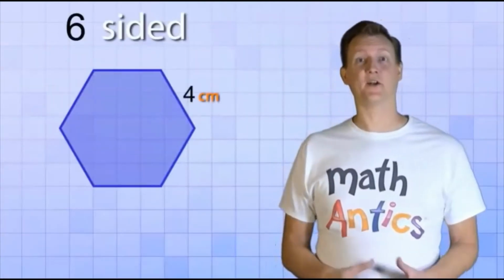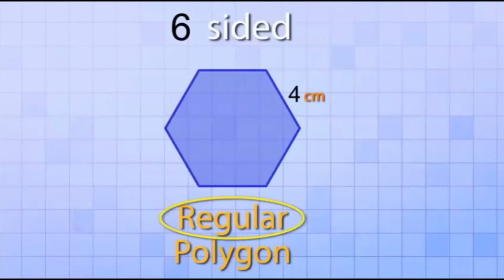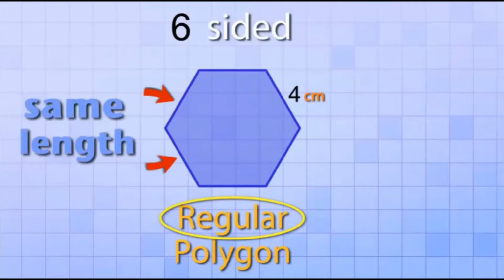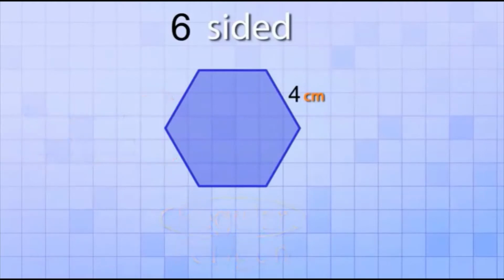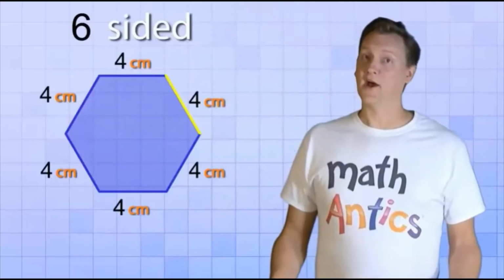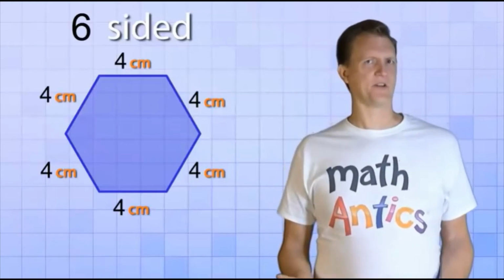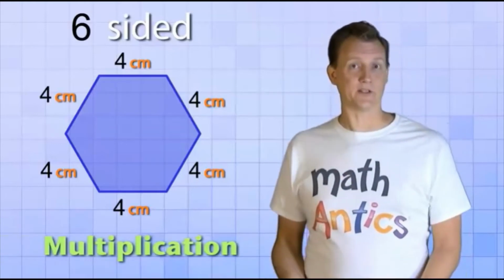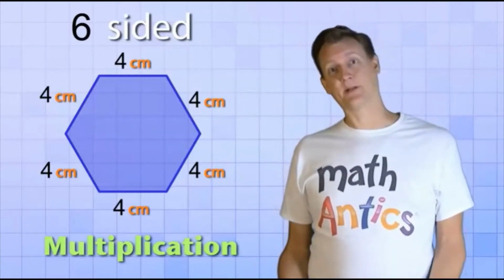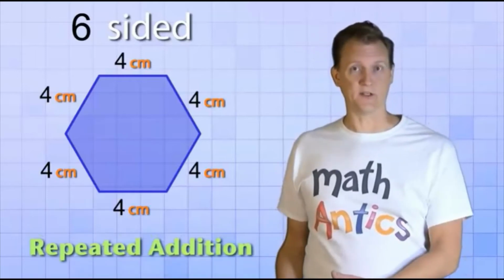This is a six-sided regular polygon. A regular polygon means that all its sides are exactly the same length. And that's good because this diagram only shows the length of one side, 4 centimeters. But since the polygon is regular, we know that all the other sides are also 4 centimeters long. Now, we could just add up all the sides like we did before, but since they're all the same, we can use multiplication as a shortcut. That's because multiplication is really just repeated addition.